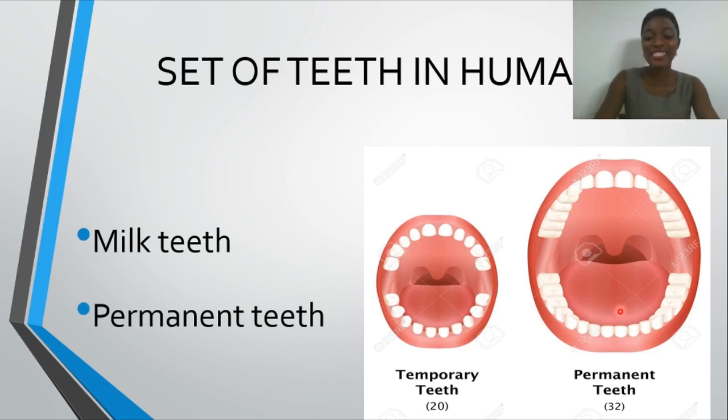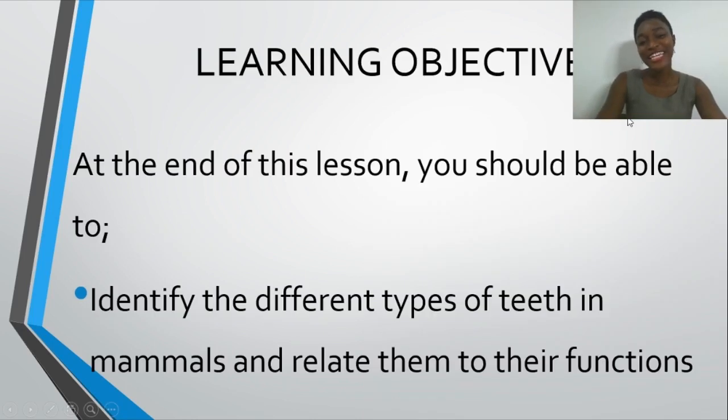I hope this lesson has been very fruitful for you. Very good. So for today, we looked at the different types of teeth in mammals and related them to their functions. We looked at the incisors, the canines, the premolars, and the molars, and related them to their functions of cutting food, tearing flesh or food, and also crushing and grinding food. This lesson has been about the different types of teeth.